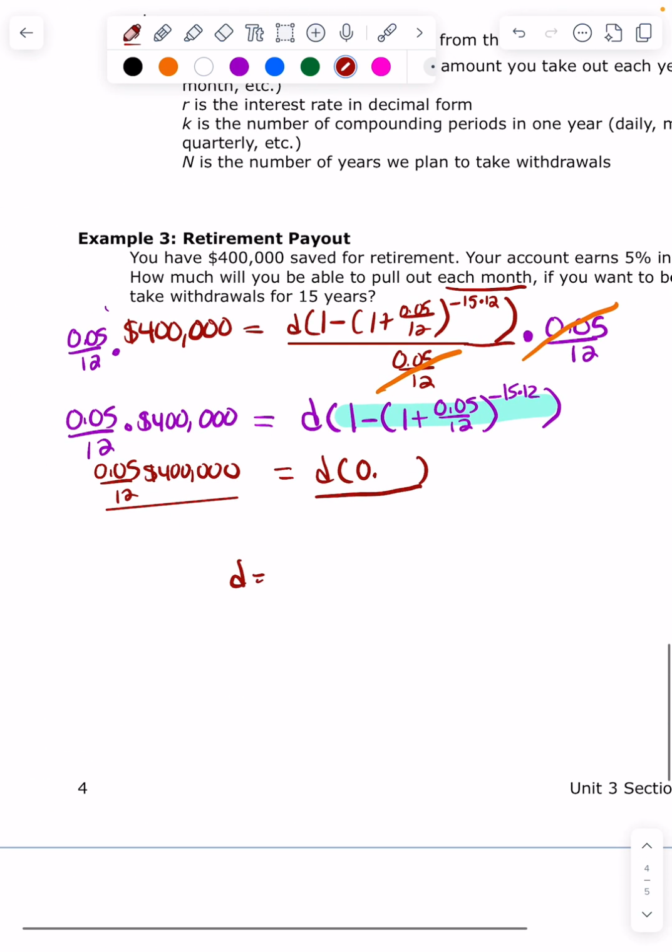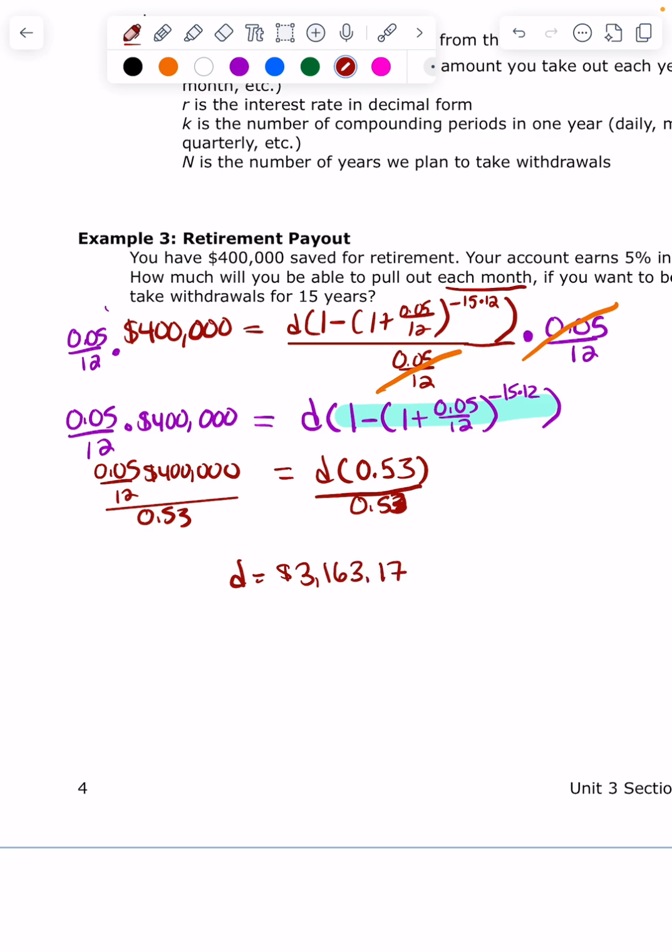Yeah, now I have the right answer. So instead of 0.22 or whatever I had, it should be 0.53. I'm sorry if I was driving you guys crazy, not understanding where you went wrong. 0.53. And with the correct value, the payments are $3,163.17.